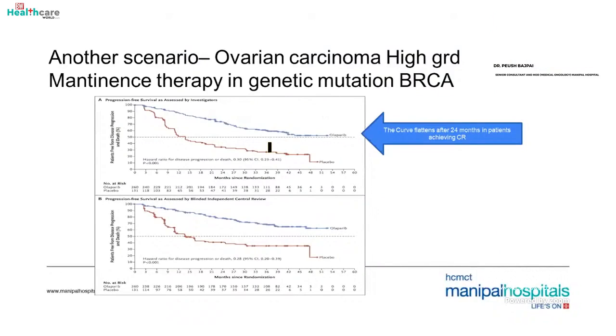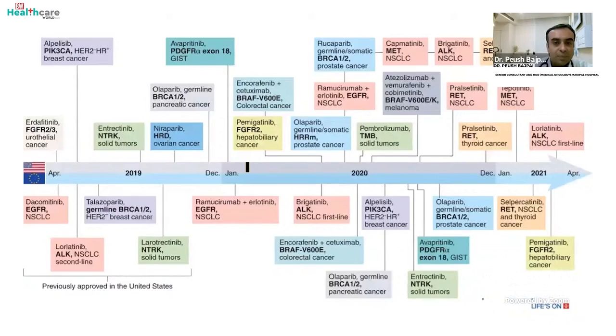Another example, a very glaring example of a genetic mutation: if a BRCA mutation is present in high-grade ovarian cancer, again you see that giving this particular drug, which is called a PARP inhibitor, can actually lift the survival curve and improve the longevity of the patients starkly as compared to not giving this targeted therapy.